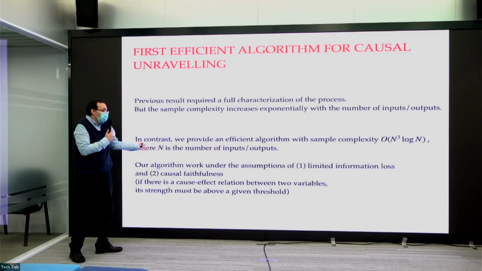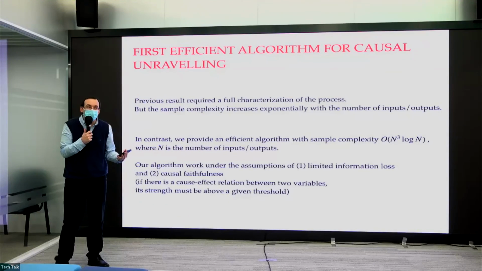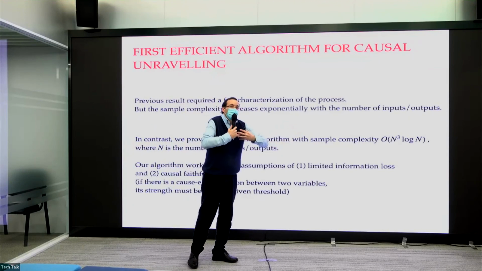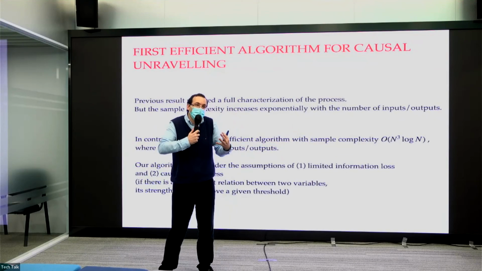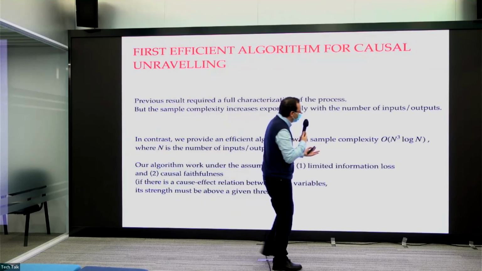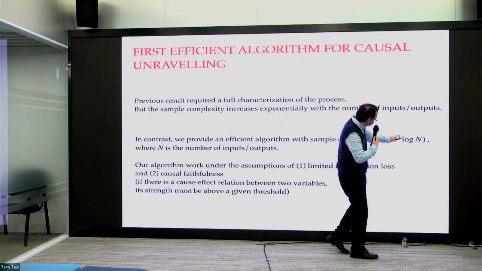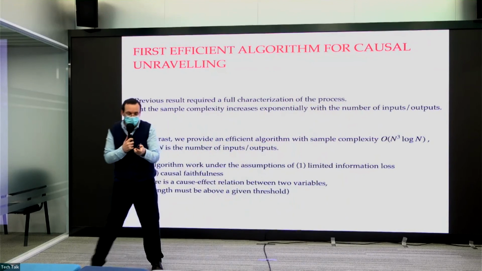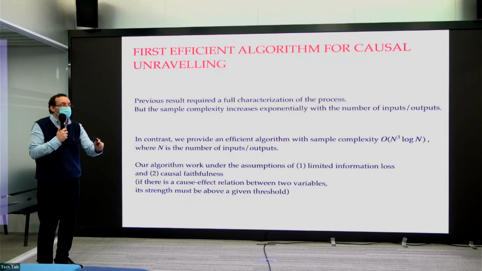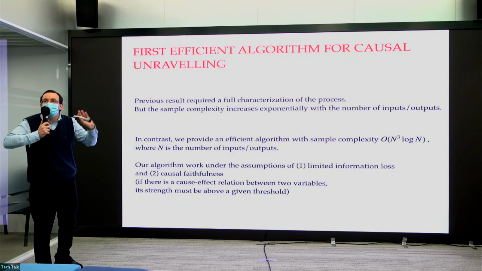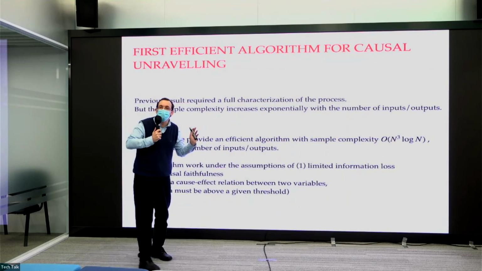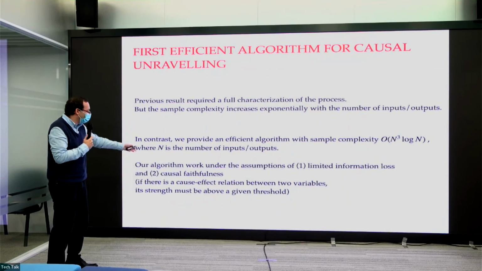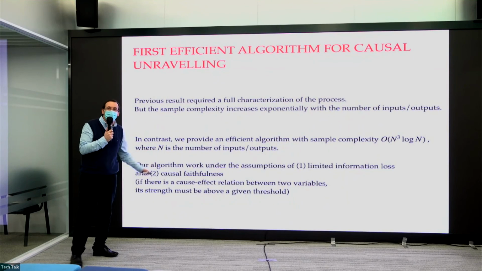And basically, our result was that we found the first protocol that is not exponentially complex, that has a complexity that grows in a rather benign way. It grows like the cube times the logarithm of the number of inputs and outputs that you have. For computer scientists, this is good. This is polynomial scaling, which is good. It's not exponential, and so we are happy. And this works under some reasonable assumptions.